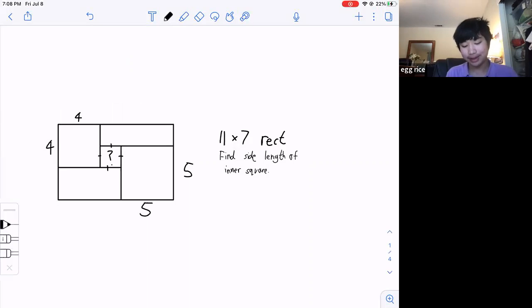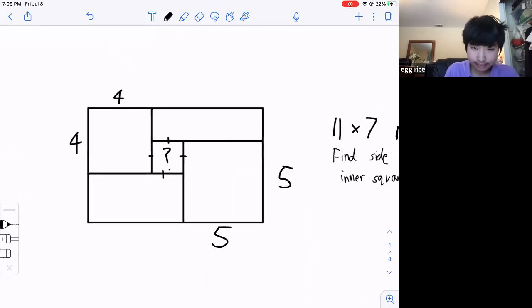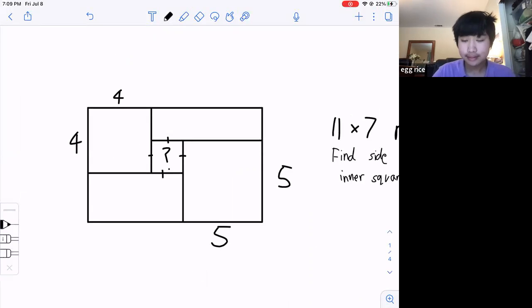And how can we figure out the side length of this inner square? Can anyone think of a process we can use to do it? You can say whatever. This is a very open-ended question. There are different ways to solve this.